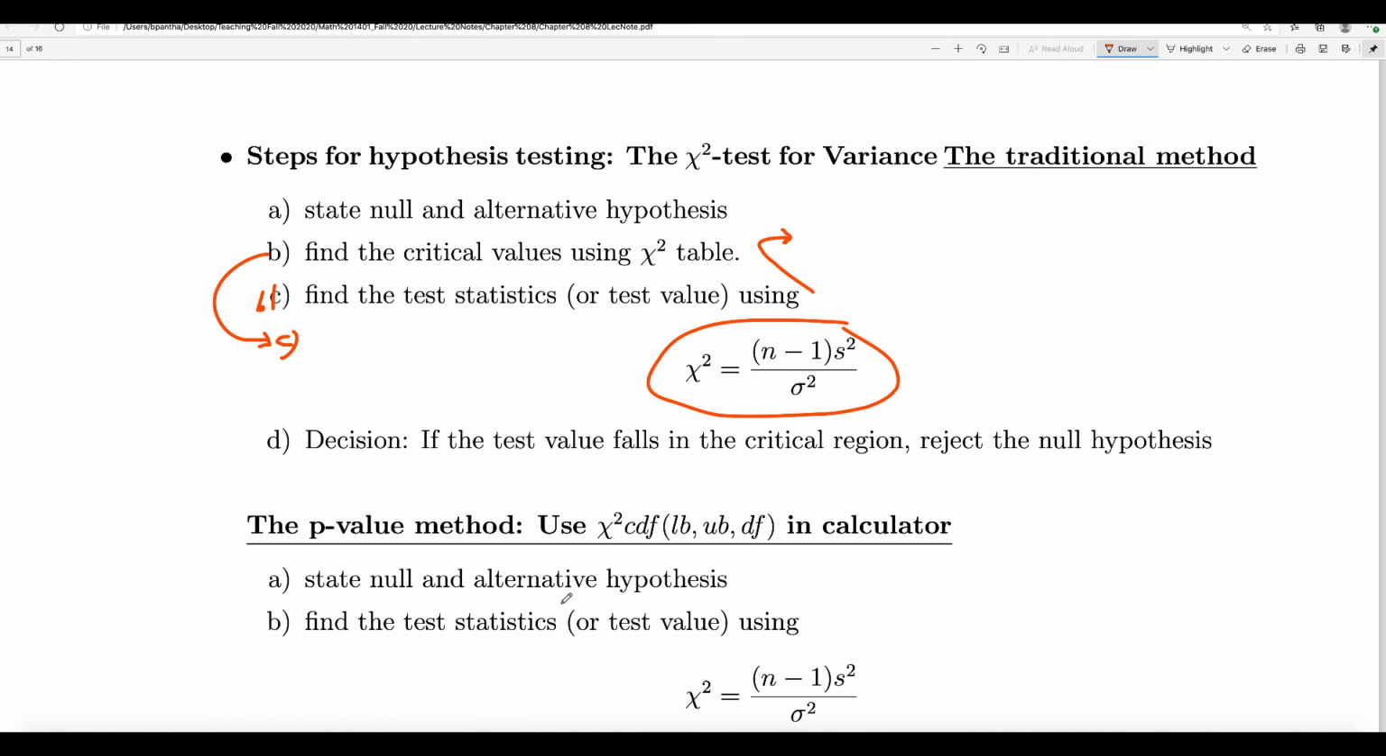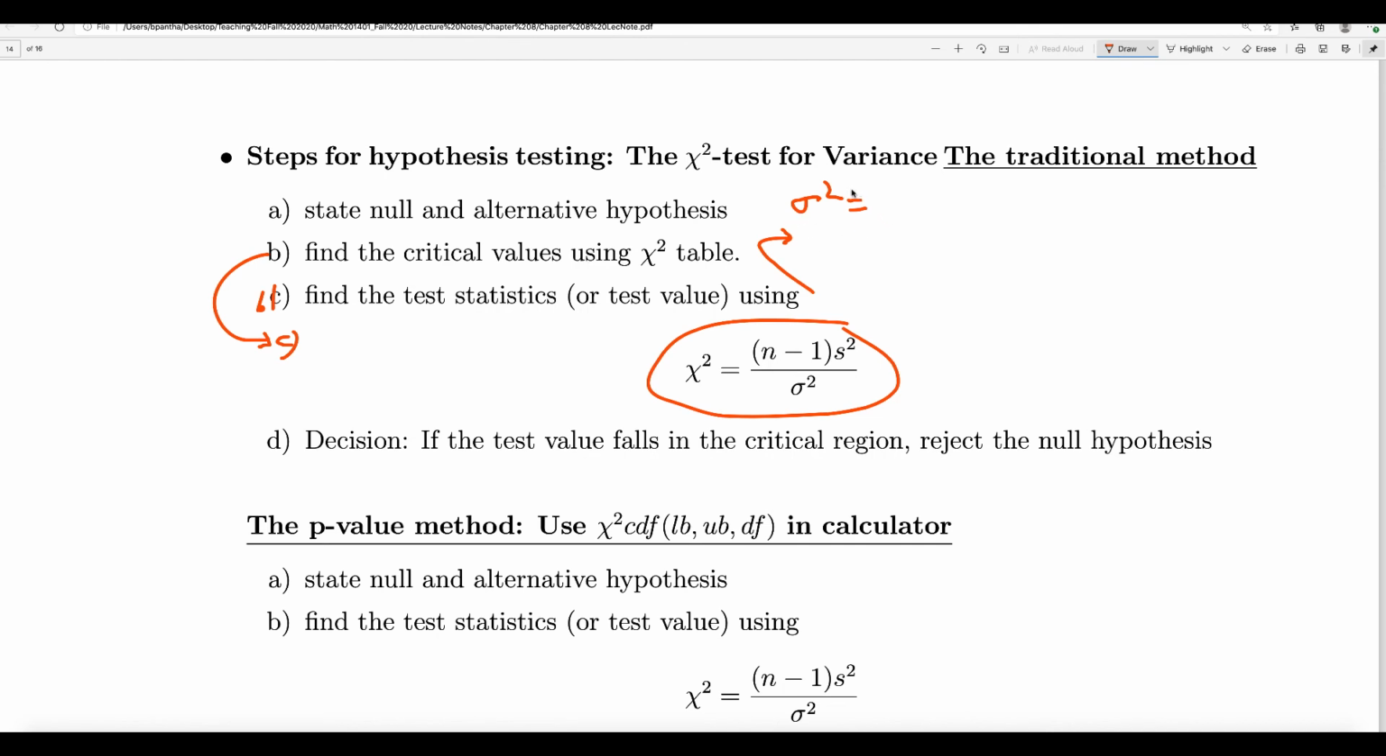For the steps, first you state the null and alternative hypothesis. In the null and alternative hypothesis, you always use variance sigma square equals, or less than, or greater than, or not equals, whatever you want to use. This is for the null hypothesis. For the alternative, it will be either sigma square less than or greater than.